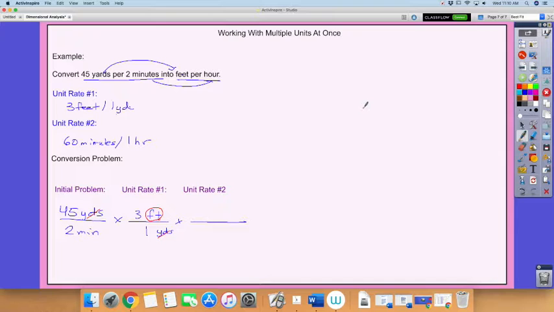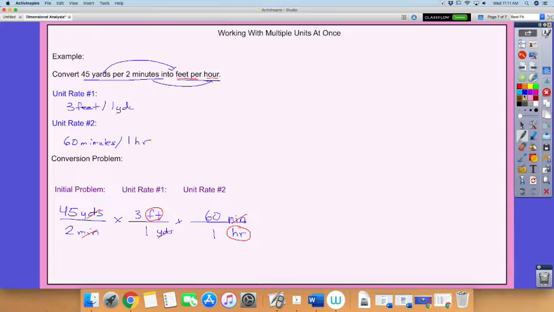Now let's focus on unit rate number 2. I currently have minutes in the denominator. So since minutes is in the denominator here, that means I need minutes in the numerator here to cancel, giving us hours in the denominator. And our conversion is 60 minutes per 1 hour. And if I check, minutes is in the denominator, minutes is in the numerator, those will cancel, leaving us with the hour in the denominator, which is what we wanted. We wanted feet per hour.